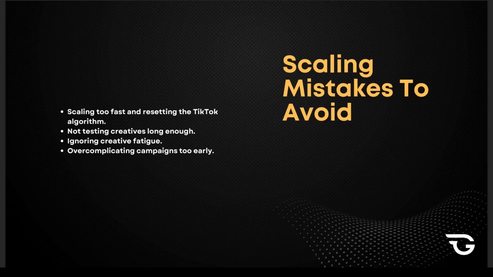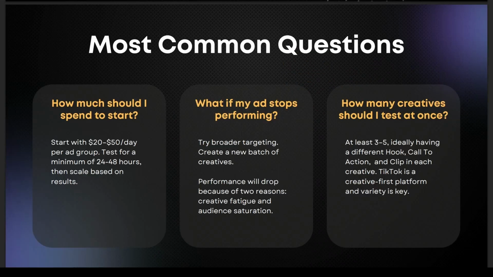Let's also go over some of the most common questions. First up is, how much should I spend to start? Start with $20 to $50 per day per ad group. Test for a minimum of 24 to 48 hours and then scale based on those results. Another common question is, what if my ad stops performing? Now, to try and resolve this, try broader targeting or create a new batch of creatives. Performance usually drops because of two reasons: creative fatigue or audience saturation.